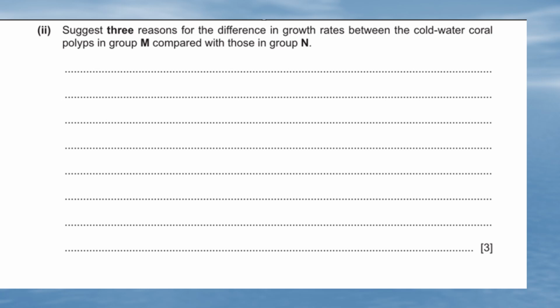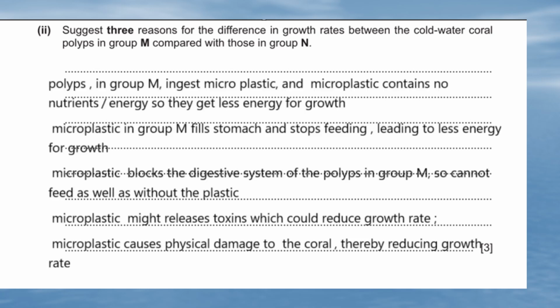And again, maybe I'm giving a little bit too much, but I just show some ways you can get the points. I will say the polyps in group M ingest microplastic, and microplastic contains no nutrients or energy, so they get less energy for growth. It's the same argument you can use for pretty much any other marine animal that might eat plastic. I can also say that microplastic in group M fills the stomach and stops feeding, leading to less energy for growth. Again, this argument could be used for sea turtles, for example, as well.